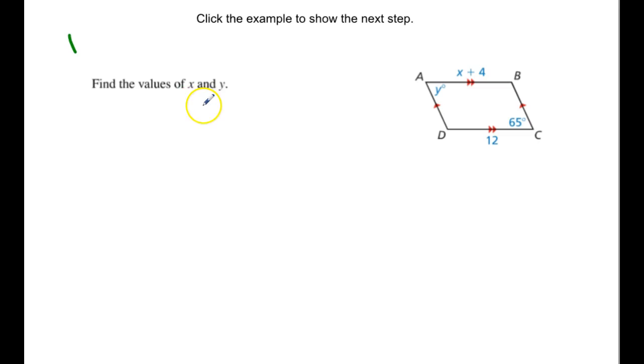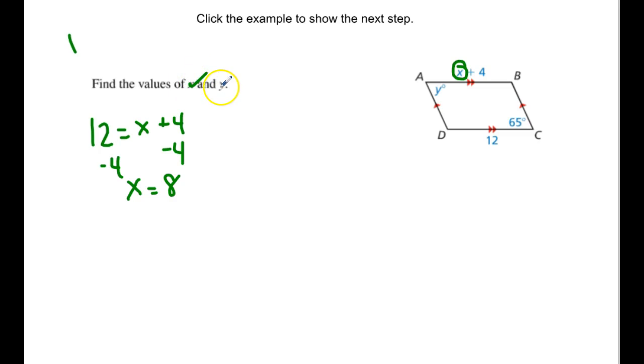So here's example 1. Find the values of X and Y. Let's start with X. I'm told that this is a parallelogram by these arrows. I see that these two only have one arrow and these two opposite sides have two, so we're talking about a parallelogram. With my theorem, I know that my opposite sides are equal. So I know that 12 is equal to X plus 4, because those are my opposite sides. To solve for X, I can just subtract 4. So I know that X equals 8. So there's that solved already.